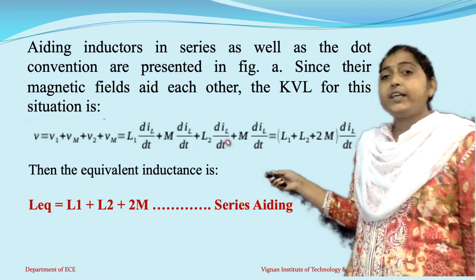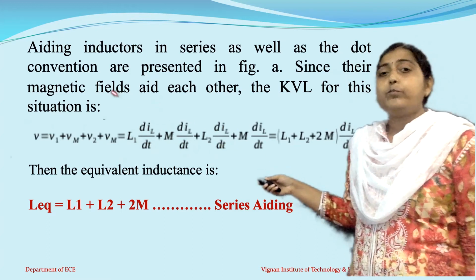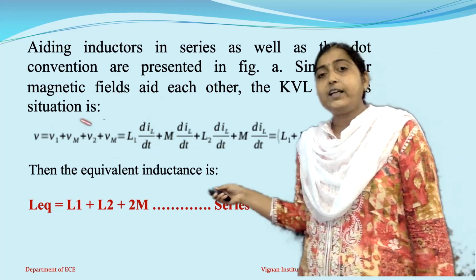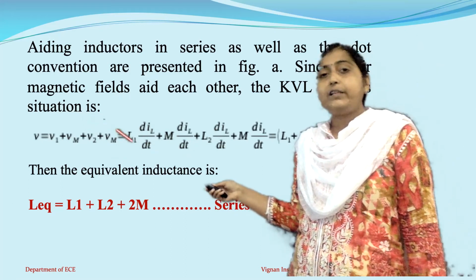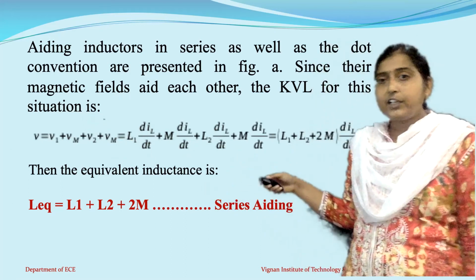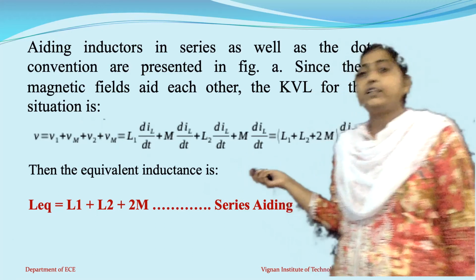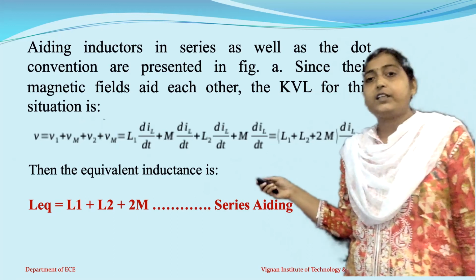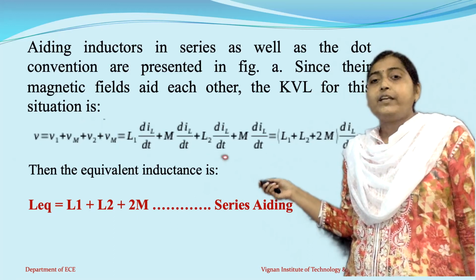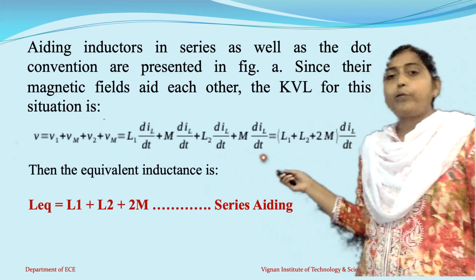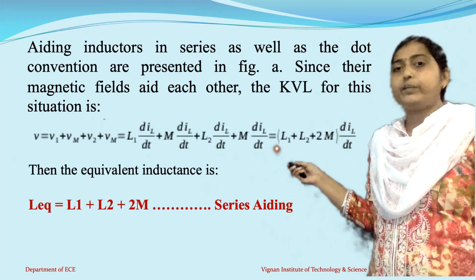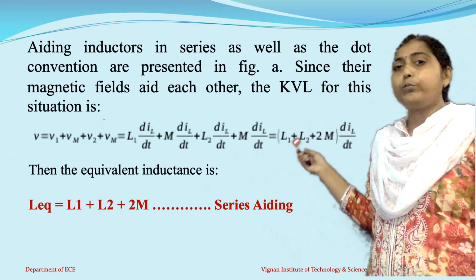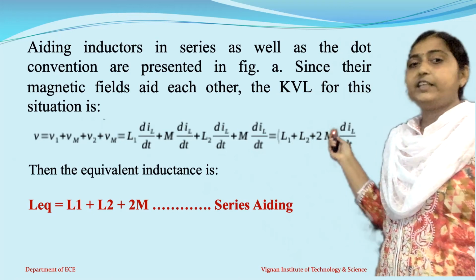Now why I am taking M two times is because both the inductors are magnetically coupled. That means inductor L1 will have some mutual inductance on coil L2, whereas L2 will have some mutual inductance on L1. Now, if I take di by dt as common, I get the expression L1 plus L2 plus 2M, multiplied by di by dt.